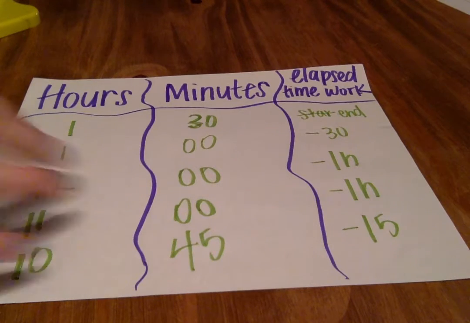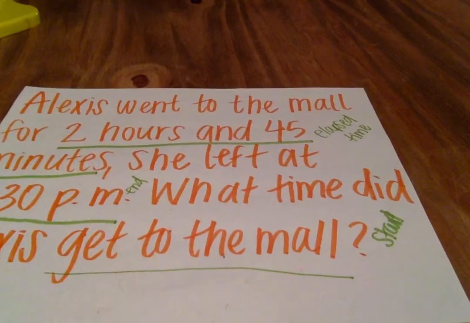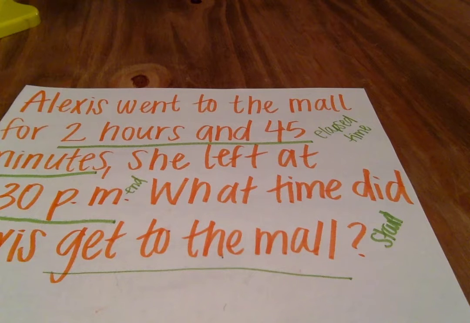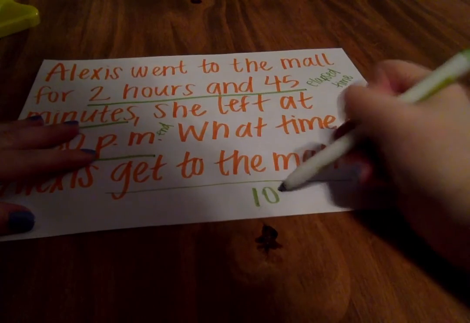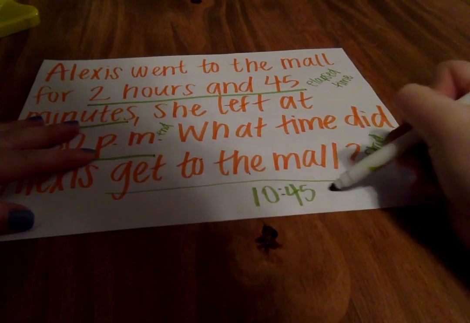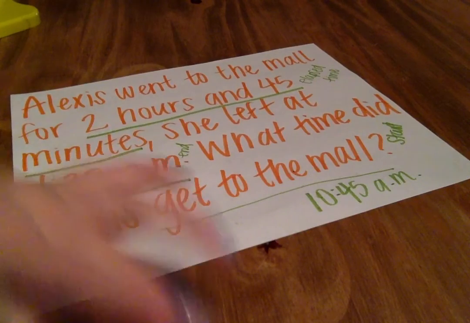So these are the different ways that you can use to find elapsed time. So for our problem today, it said Alexis went to the mall for 2 hours and 45 minutes. She left at 1:30 p.m. What time did Alexis get to the mall? So we know that Alexis got to the mall at 10:45 a.m. Thank you.